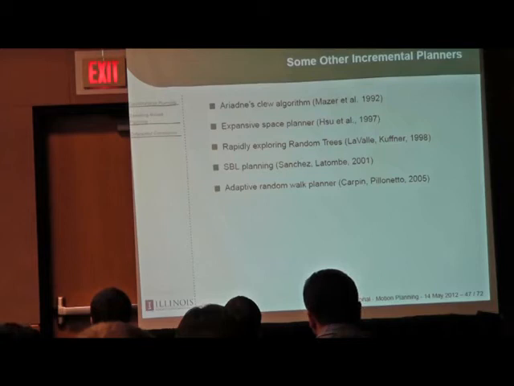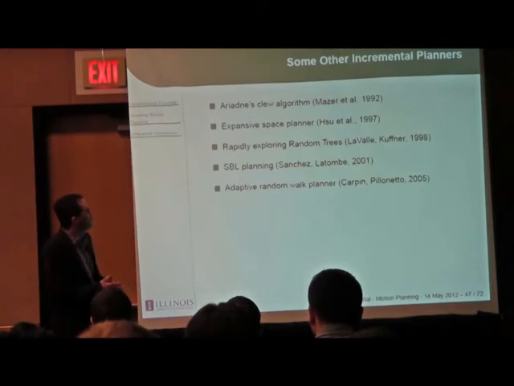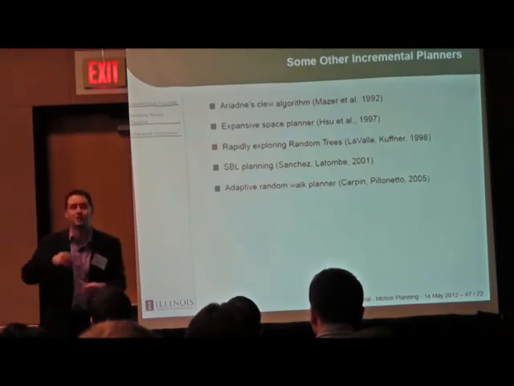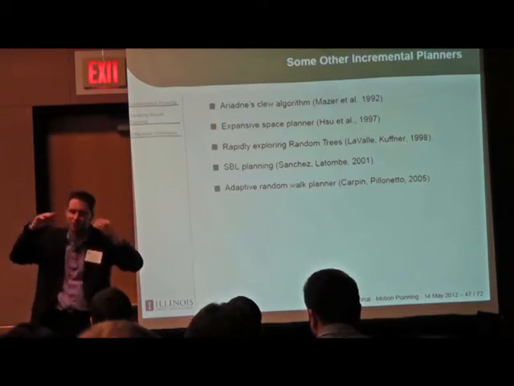Here are some other incremental planners. I won't have time to talk about those. I'll talk about the third one, the RRTs, as you might expect. But a lot of interesting planners here. I think the Alrand's clue algorithm is a precursor to the RRT that influenced my thinking a little bit because it's trying to aggressively explore more space, and that's something I always thought was kind of important.